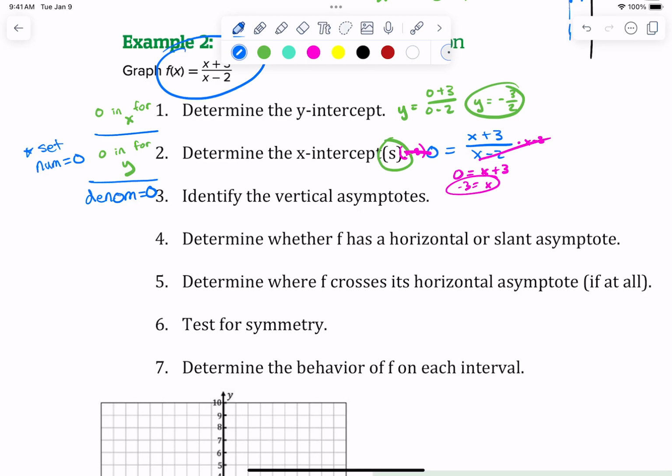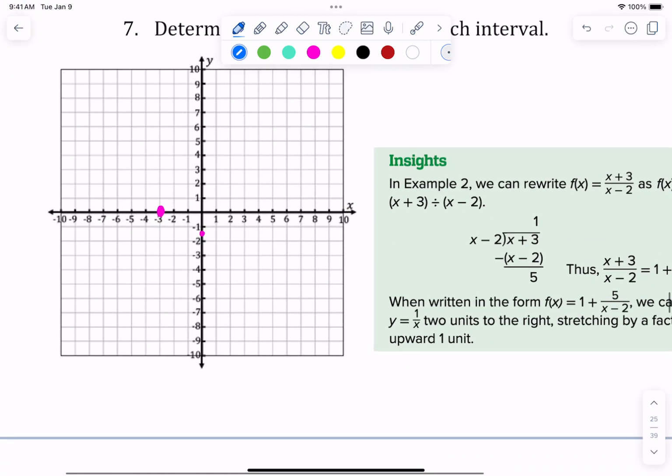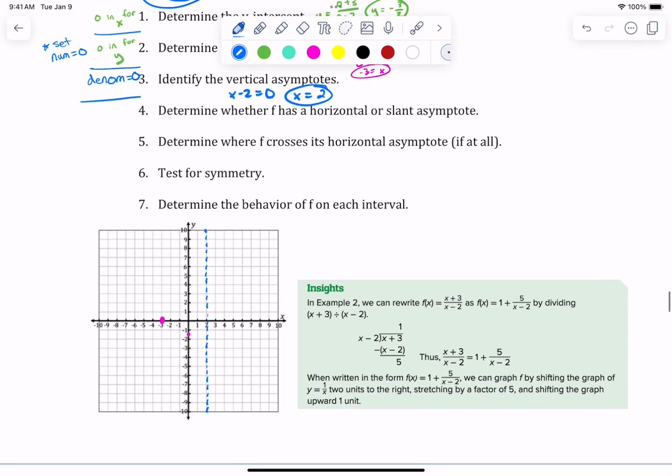Okay. So denominator equal to 0 for the VA. The denominator is x minus 2, so x minus 2 equals 0. Where's the VA? 2. I'm going to graph it on my thing. Positive 2, there's my VA.